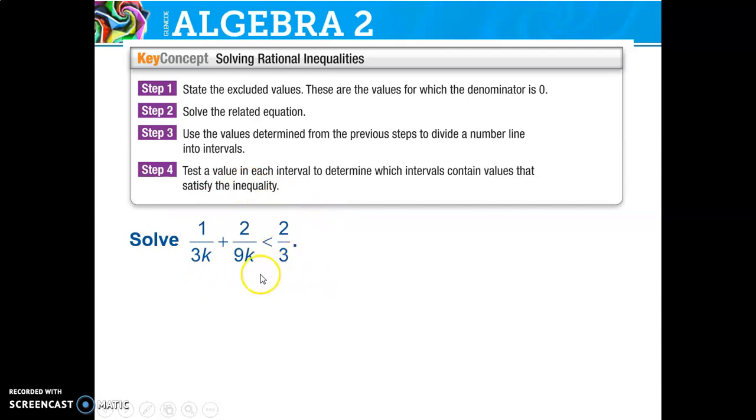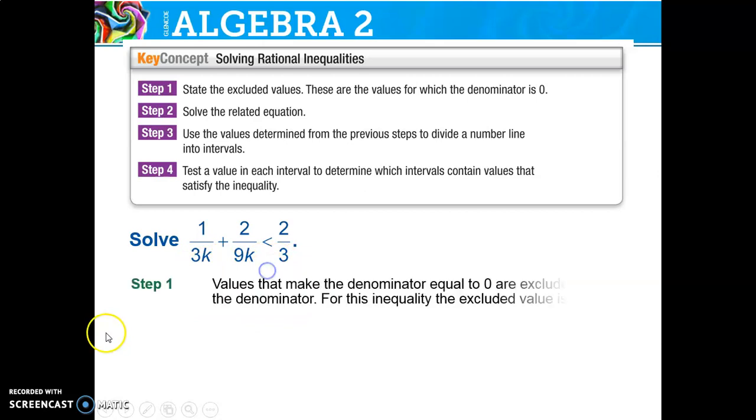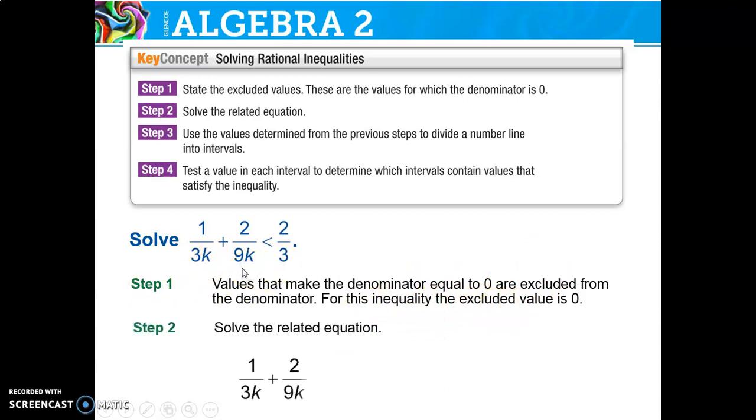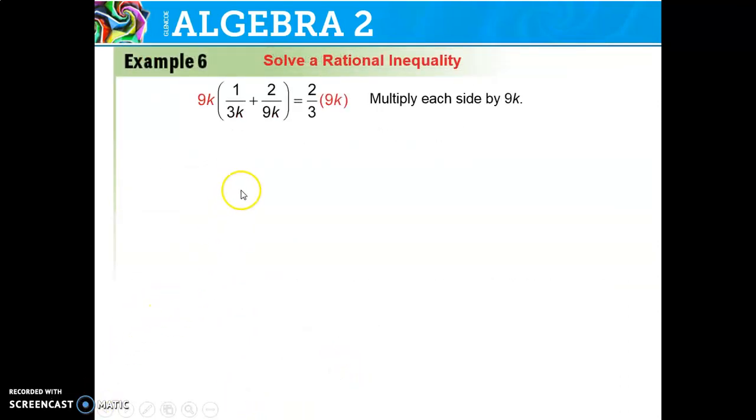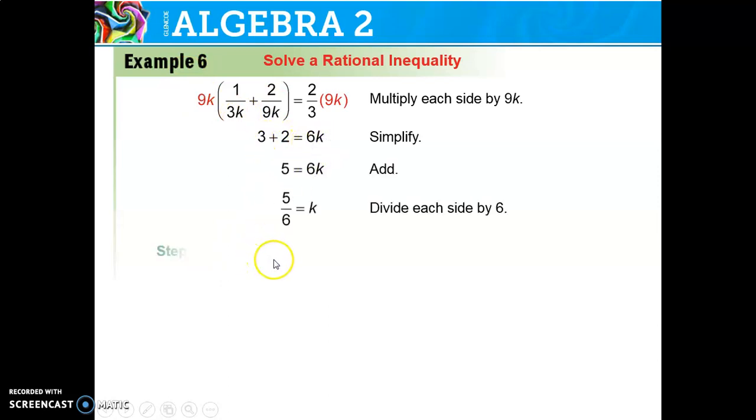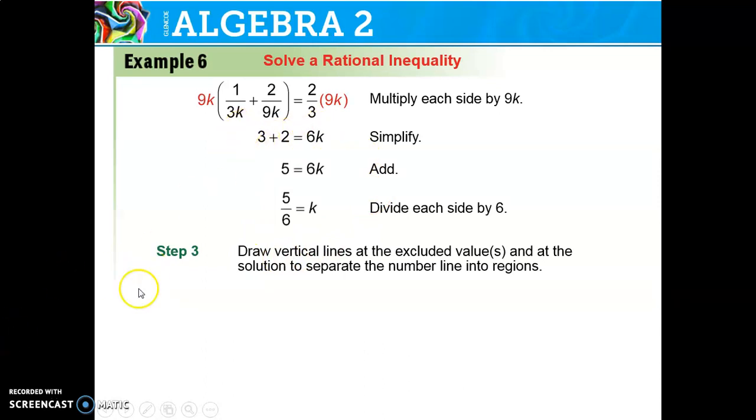So let's take a look at this one. First of all, what's going to cause a problem here in making me divide by 0? Values that make the denominator equal to 0 are excluded. For this inequality, the excluded value is 0. If k is 0, we'll be dividing by 0. So let's go ahead and solve this equation. 9k would be the least common denominator, so let's multiply everything by 9k, giving us 9k divided by 3k is 3, plus 2 equals 6k, which means 5 equals 6k. k equals 5 over 6.